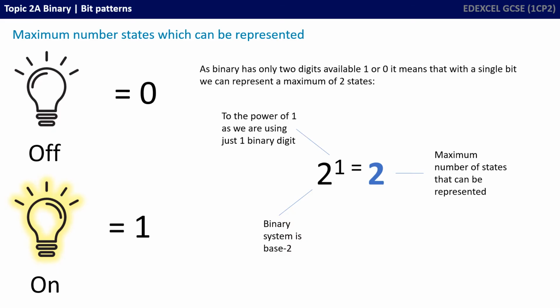Before we look at these binary values and how they can be used in different devices, let's consider the maximum number of states which can be represented in any given bit pattern. So as binary only has two digits available, 1 or 0, it means that with a single bit we can represent a maximum of two states.